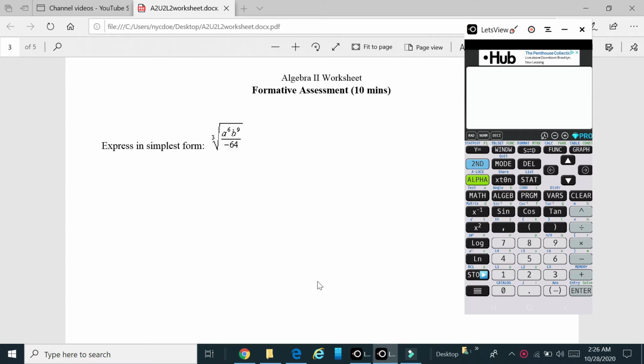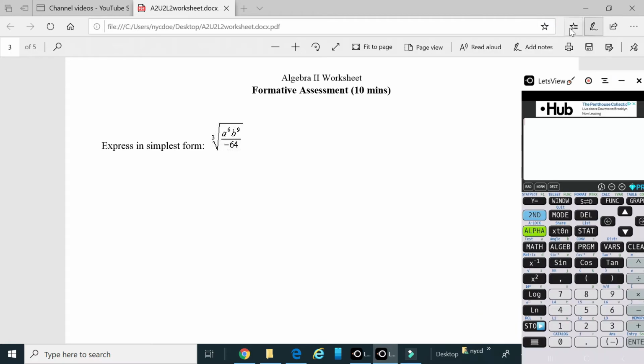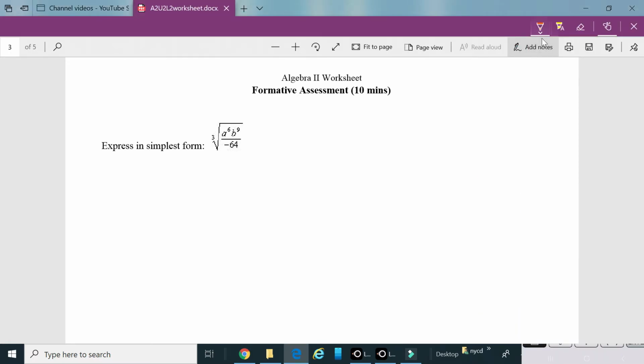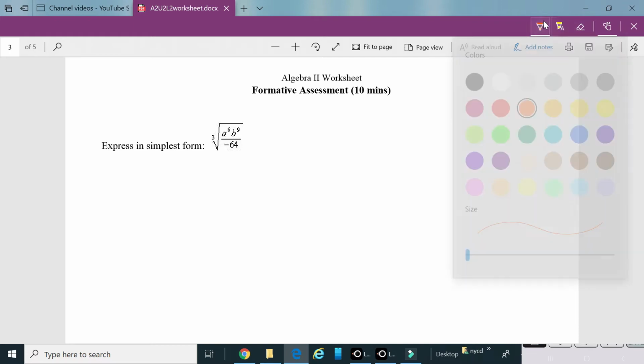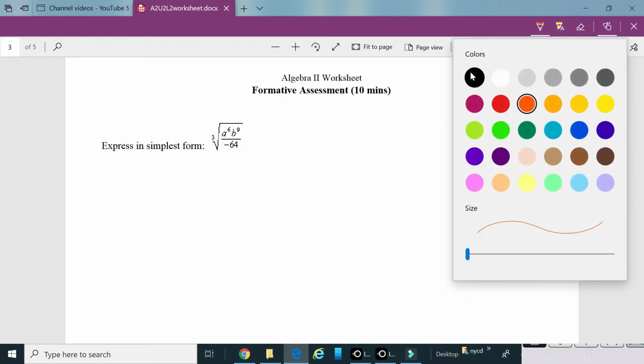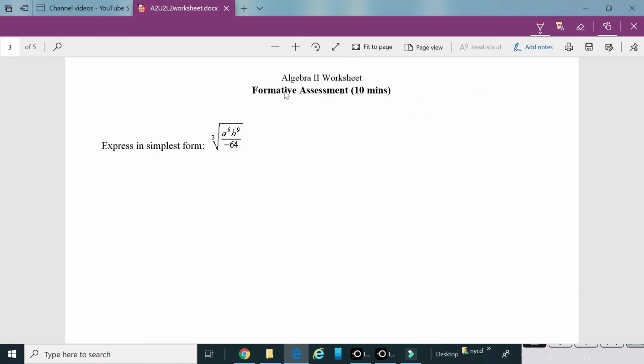And the calculator is limited. It can help you somewhat. All right, let's jump into it. Let's move this calculator out the way. Let's use purple. All right, so what I'm going to do here, I'm just going to rewrite the problem.